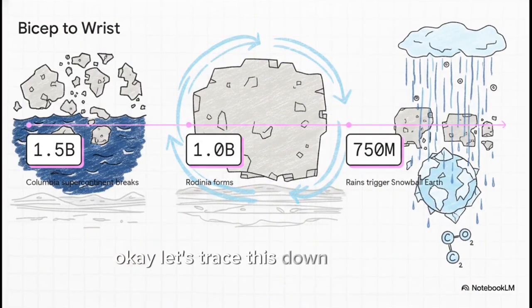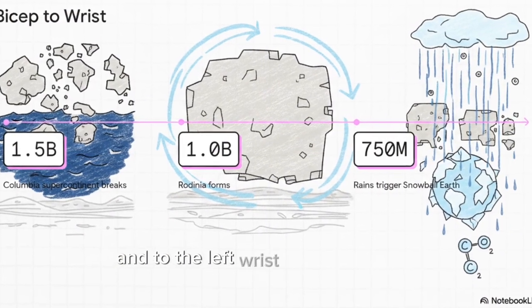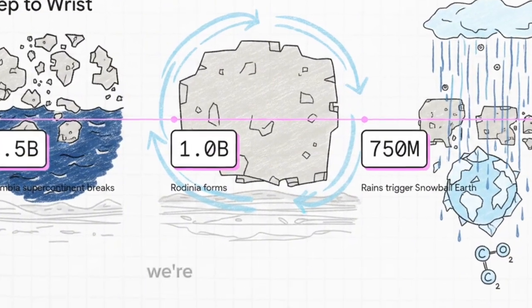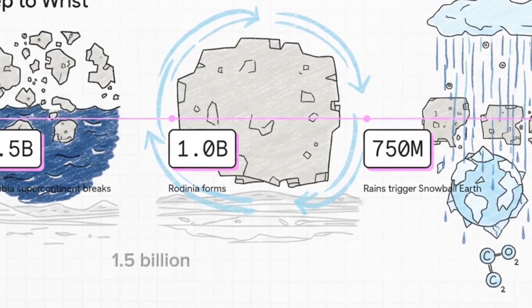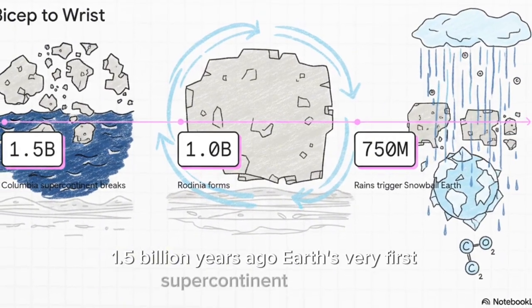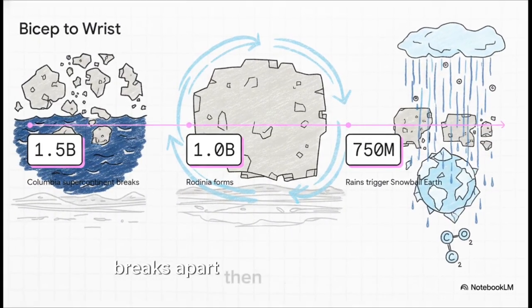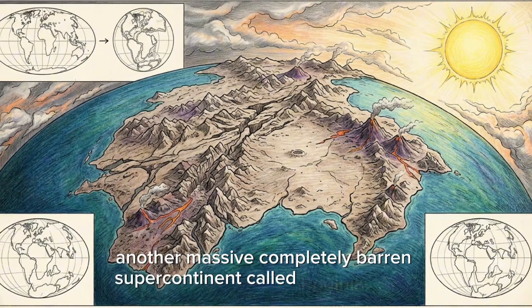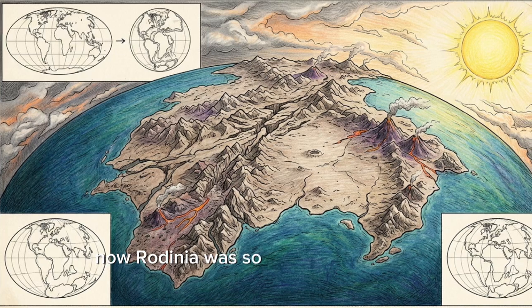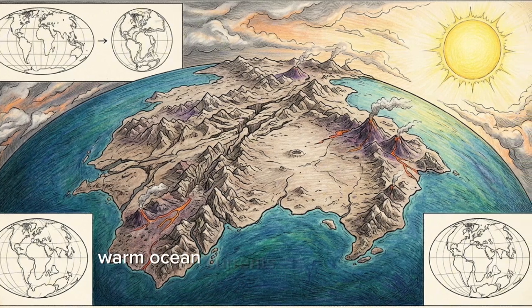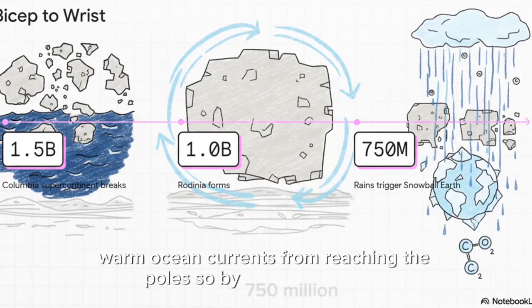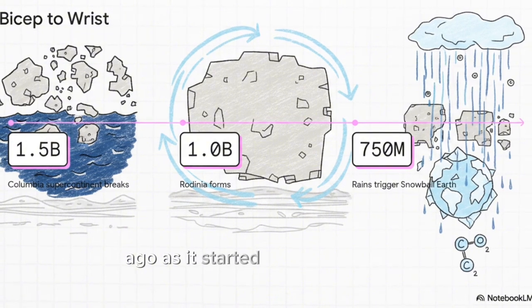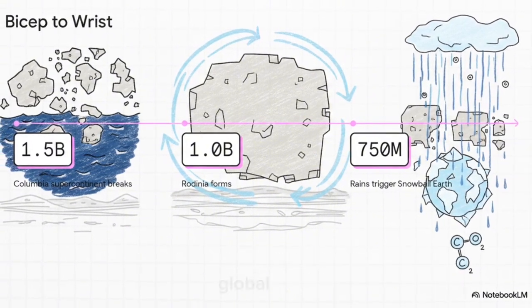Okay, let's trace this down to the left bicep and to the left wrist and watch how geology's building here. We're moving really fast now. 1.5 billion years ago, Earth's very first supercontinent, Columbia, breaks apart. Then, a billion years ago, another massive, completely barren supercontinent called Rodinia forms. Now, Rodinia was so huge that it actually blocked warm ocean currents from reaching the poles. So, by 750 million years ago, as it started breaking apart, it triggered these massive global rains.